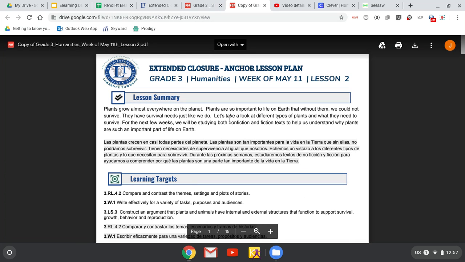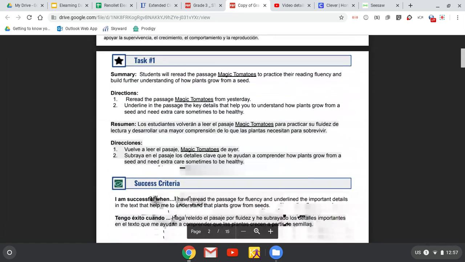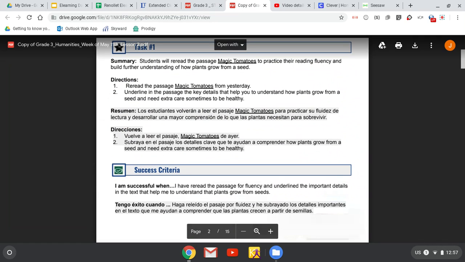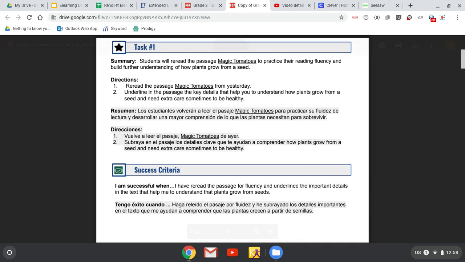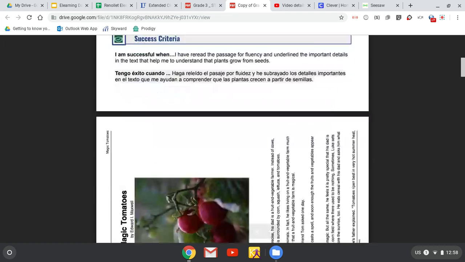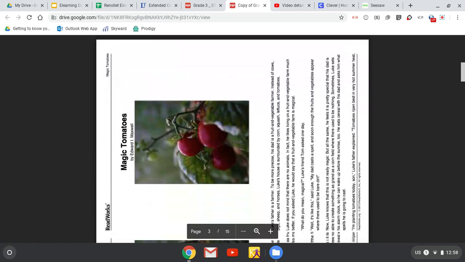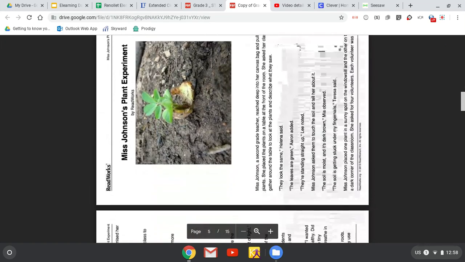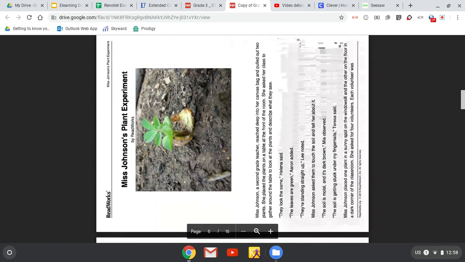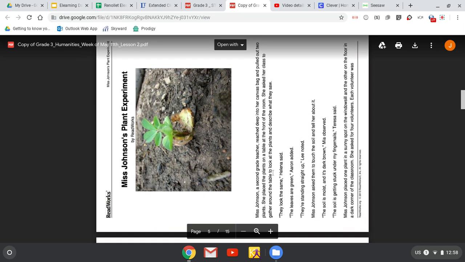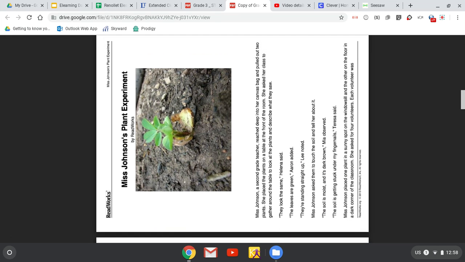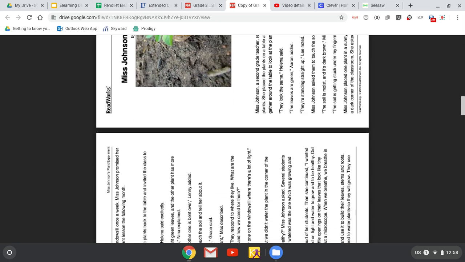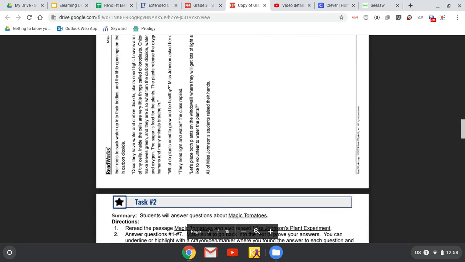Your reading lesson is continuing thinking about plants and how they grow. Task number 1 today is going to be rereading the passage from yesterday called Magic Tomatoes. Looks like this. You also have Miss Johnson's plant experiment here for you because today you're going to be answering questions about both texts. So spend some time rereading them.